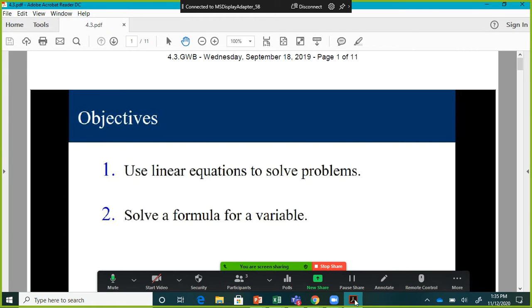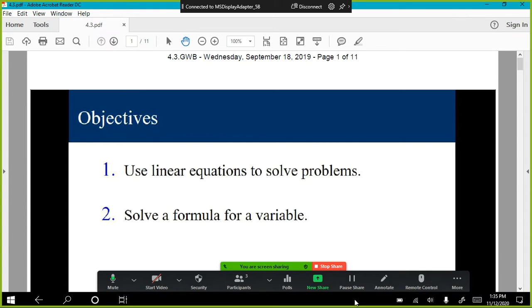All right, so here we are. We are going to use linear equations again, except we are basically going to be given word problems and we've got to come up with the equation. And then we're going to solve formulas for specific variables.